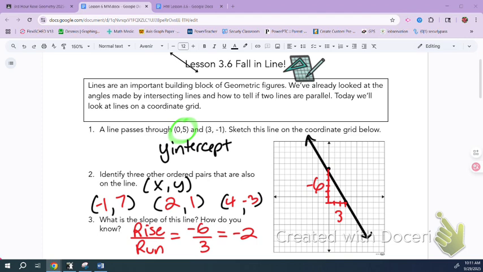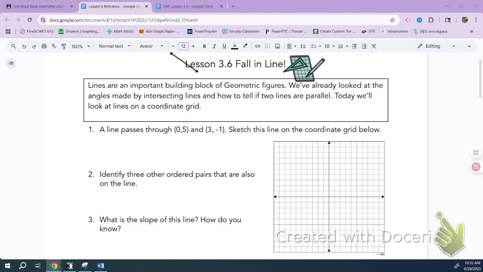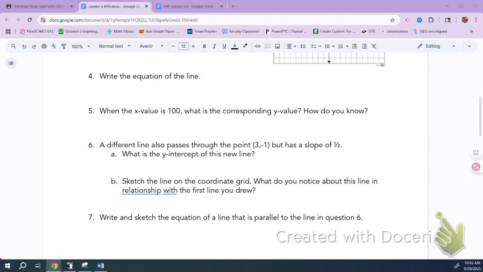So now we're going to put it together. In part 4, we're going to write the equation of the line. What is the equation of the line? We've got y equals negative 2x. What was our y-intercept? 5. Good job, 5. Thank you.